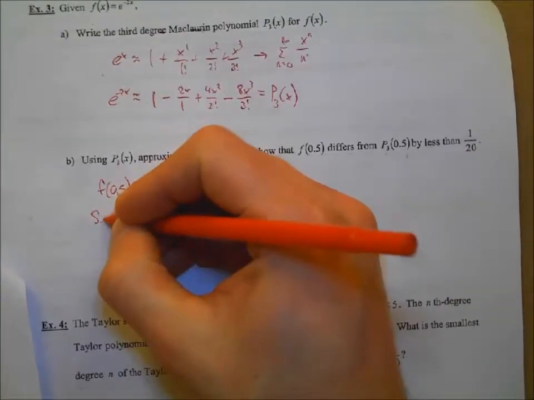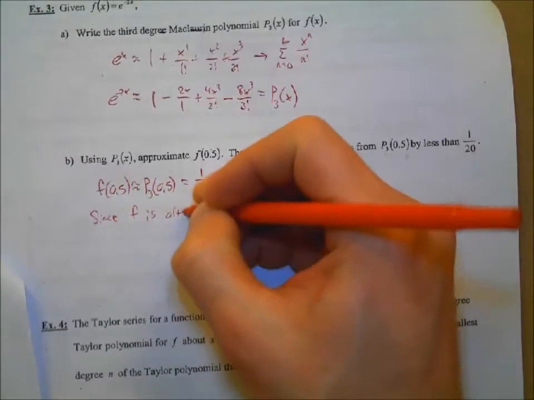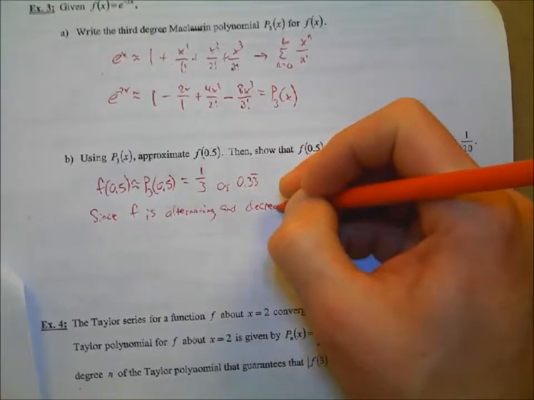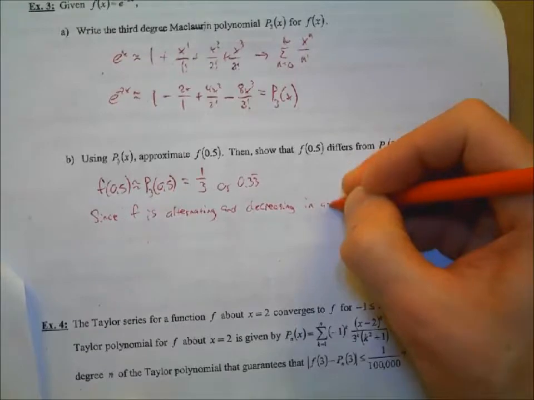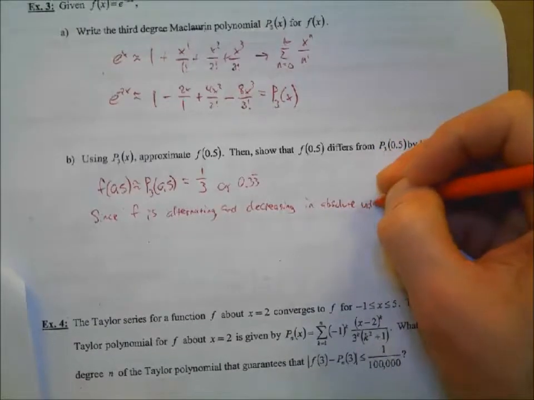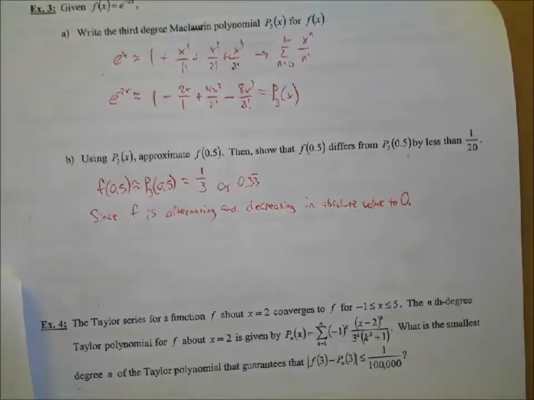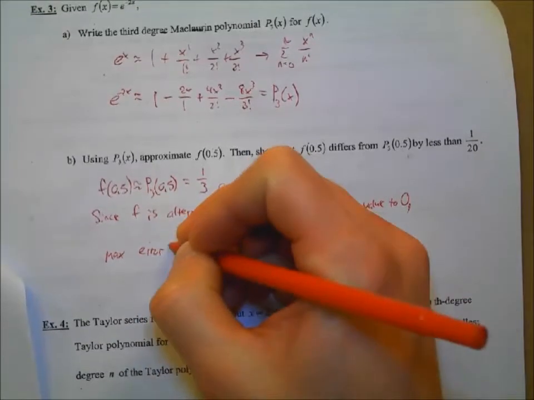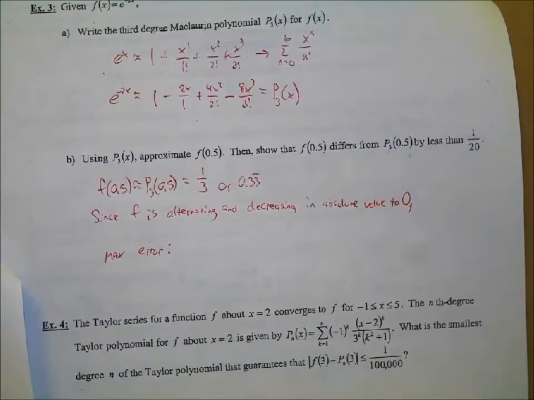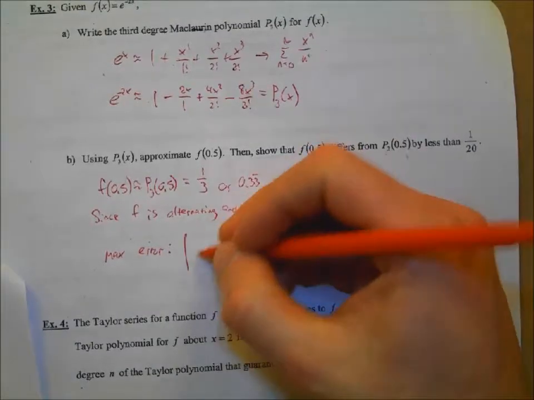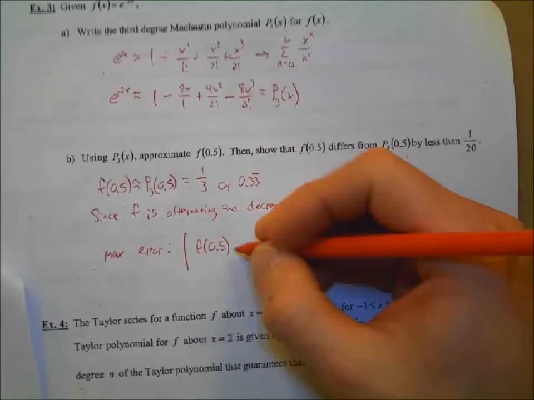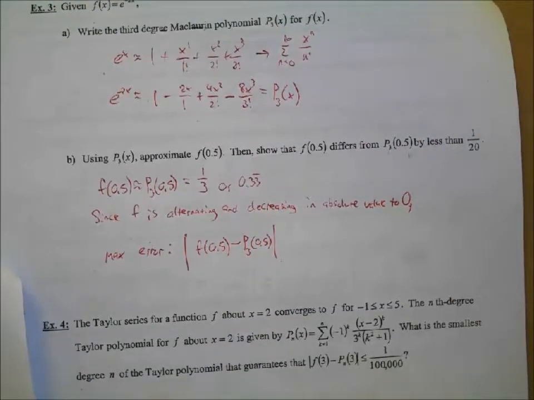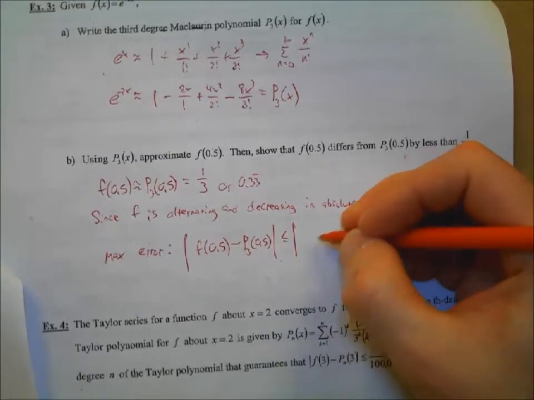So, right, we got to write our sentence first. Don't forget that. Since f is alternating and decreasing in absolute value to 0, then the max error here, which again is the actual value of f at 0.5 minus the Taylor approximation at 0.5, will be less than or equal to, and again, the absolute value of this next term.